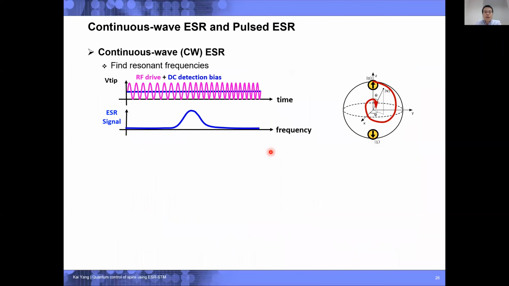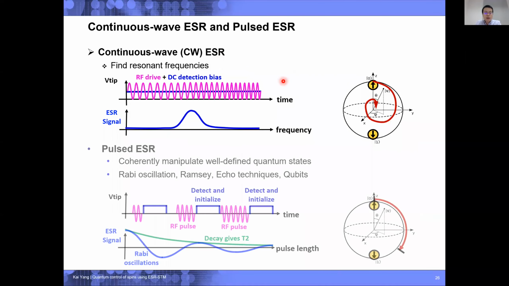Okay, so up to now, everything is about continuous wave ESR. That means during our measurement, we turn on the RF voltage all the time, and we are detecting the steady state of the system. If we want to learn about the coherent evolution of the spin state and understand the quantum phase, we have to use pulsed ESR, which requires precise control of the width of the RF pulse.